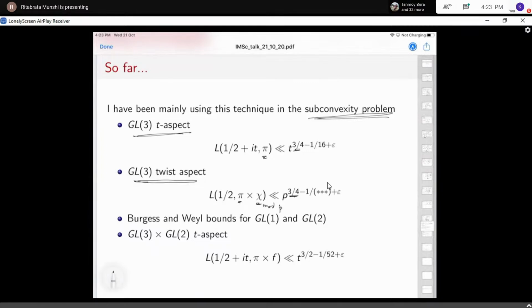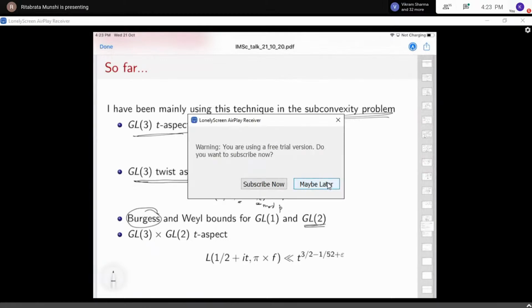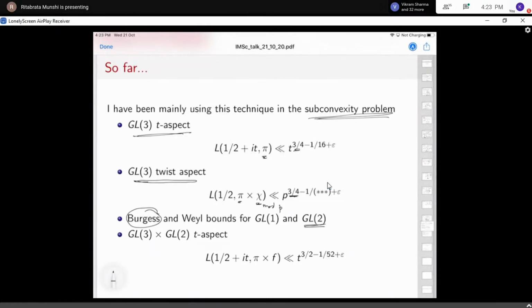Okay, as you saw, I proved the Burgess bound using that trick for GL2. You can use the same thing to prove the Burgess bound for GL1, the usual Dirichlet L-function. You can use the same approach to get the Burgess bound for GL1 form and GL2 form. And also, if you look at the GL3 times GL2 Rankin-Selberg convolution, I used the same approach to get the t aspect bound for this degree 6 L function. So that was the last thing that I did.